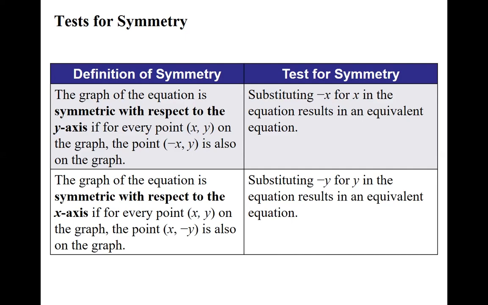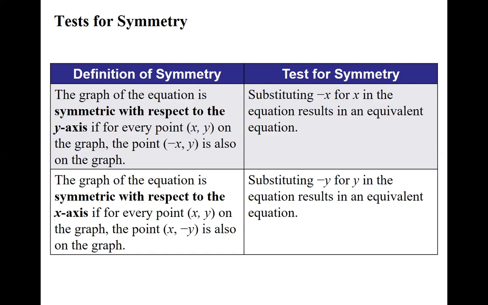So for symmetry with the y-axis, we substitute for x. For symmetry with respect to the x-axis, we substitute for y. And we always substitute with the negative. And we want to see if we get the original back.